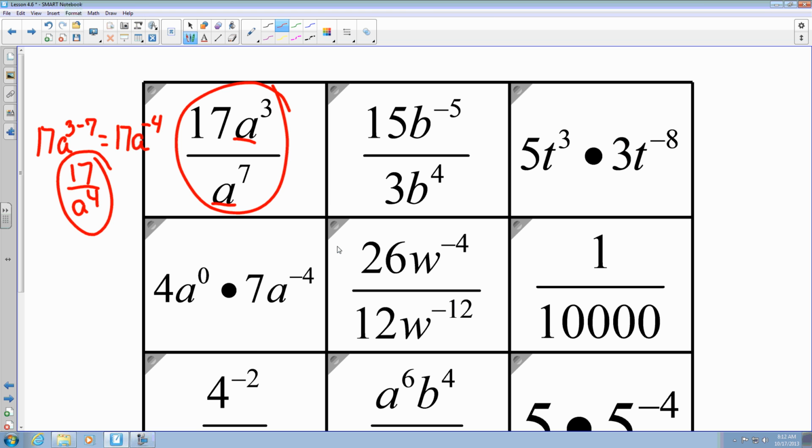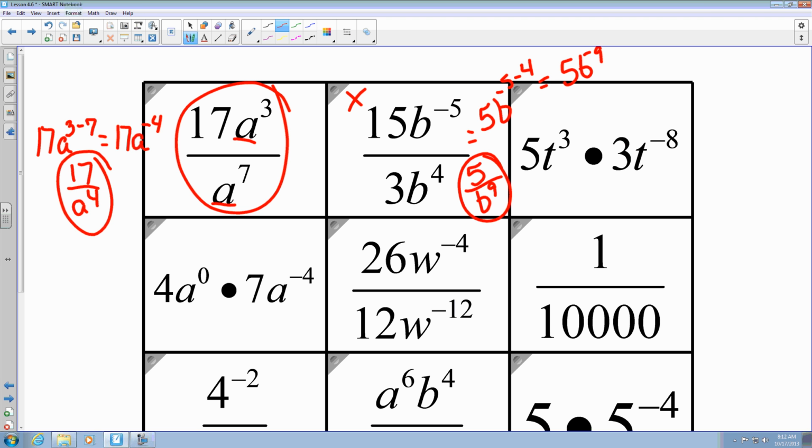Okay? Same thing goes for this one here. 15 divided by 3 will give me 5. I have b as the same base, so again, I'm going to be using the quotient property. So it's b to the negative 5 minus 4, which brings me to 5b to the negative 9th. And if I want to remove that negative exponent, it would be 5 over b to the 9th.